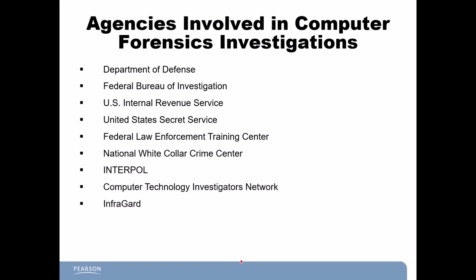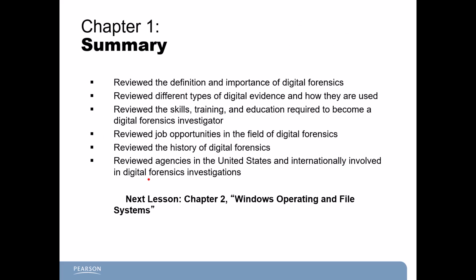Agencies involved, pick a government agency: IRS, DoD, the military, our federal law enforcement, FBI. We have national groups like the National White Collar Crime Center. We have InfraGard, which is a partnership with the FBI for training and fusion centers. We have international groups like Interpol. So again, there are lots and lots of agencies that are not just U.S. government that are part of this.